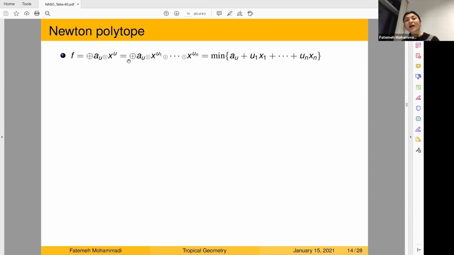Now, because I have these many terms in the tropical sum, if I want to translate it to the usual arithmetic, that means I have to take the minimum over all these linear functions. This term would be translated to a_u plus, because I have x^{u_1}, u_1 x_1 plus up to u_n x_n. Each of these is a term, and I'm going to take the minimum among them.